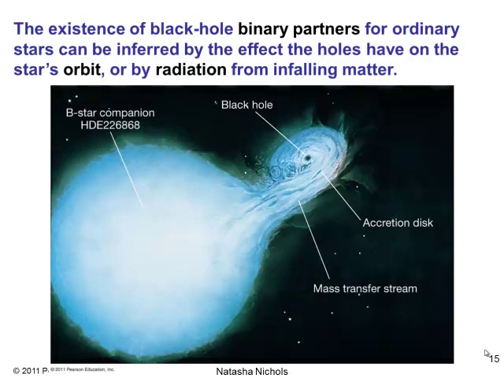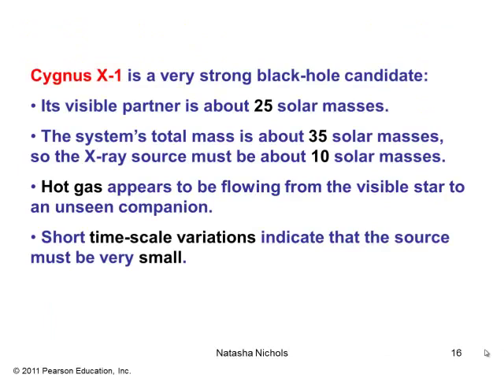So putting all this together makes Cygnus X1 a very strong black hole candidate. Its visible partner is about 25 solar masses. The system's total mass is about 35 solar masses, so the X-ray source must be about 10 solar masses. Hot gas appears to be flowing from the visible star to an unseen companion. Short timescale variations indicate that the source must be very small. So all these things put together indicate that Cygnus X1 is most likely a black hole.